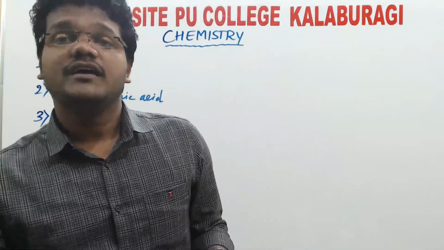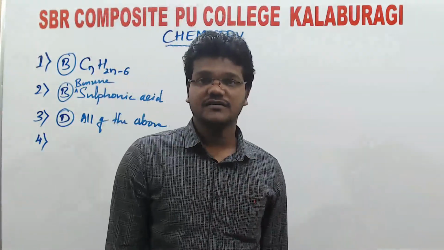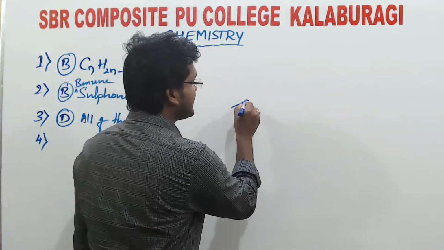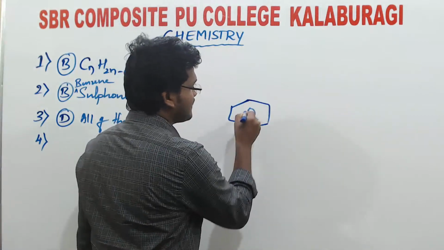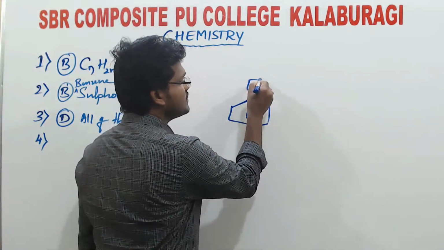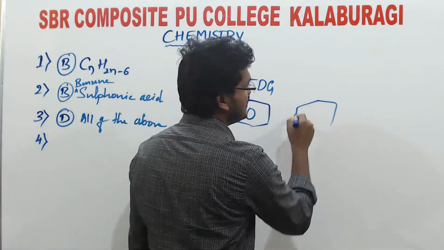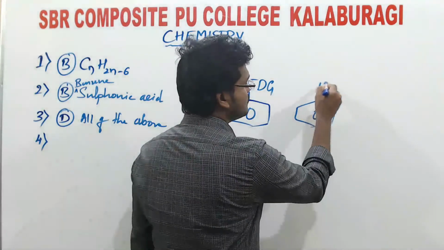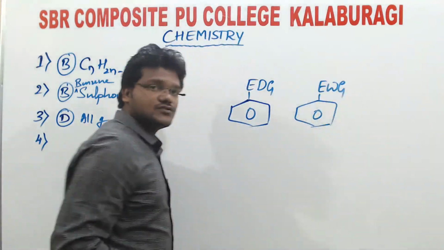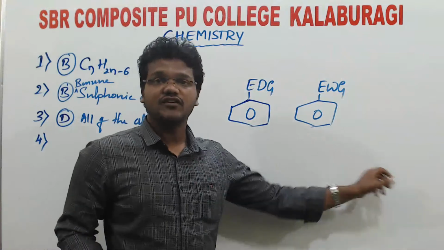Correct. So what do you mean by deactivating groups? These are substituent groups which are attached to benzene. Okay. So there are two types of groups. One is electron donating group, and another one is electron withdrawing group. So there is a difference between these two.